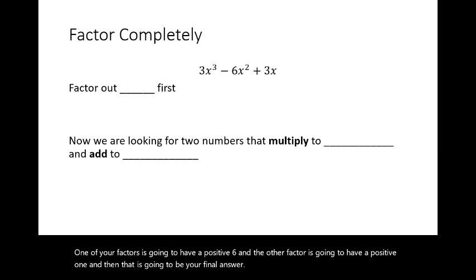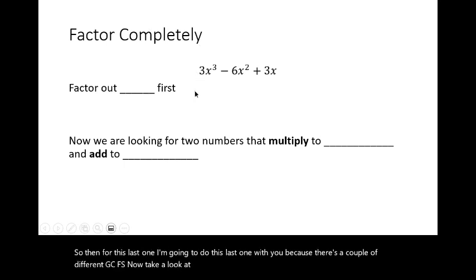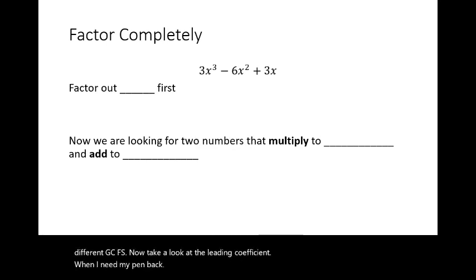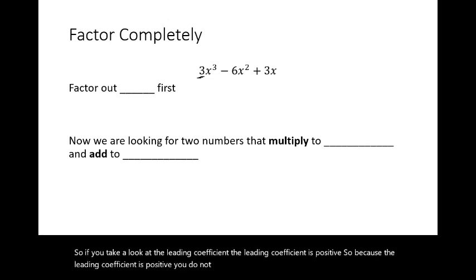So then for this last one, I'm going to do this last one with you because there's a couple of different GCFs. Now take a look at the leading coefficient. And I need my pen back. The leading coefficient is positive. So because the leading coefficient is positive, you do not need to factor out any negatives. But let's take a look for some GCFs.